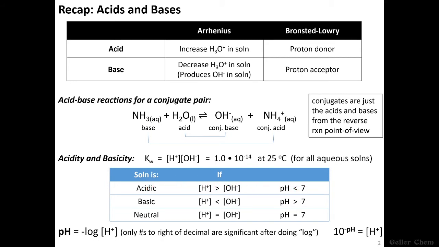The final concept that we reviewed was the pH, which is just the negative log of the proton concentration. We learned that only numbers to the right of the decimal point are significant after you do a log. We also learned how to go backwards from a pH value to the proton concentration. And pH values will be a major topic in today's lecture. So let's get started.